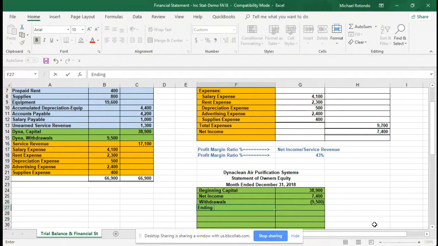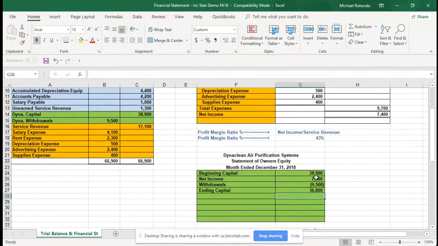So the ending capital for December, which will be the beginning capital for January, will be the $38,900 plus the $74 minus the $9,500. Now, since we express this as a negative, we have to add it. So we can use the auto sum here to do that. And we can see their new capital is $36,800, which is less than what they started with. And the reason for that is because the withdrawals are higher than the net income. Not a very good financial management strategy. Okay, but that's going to be the capital that they end with and that they're going to start January.